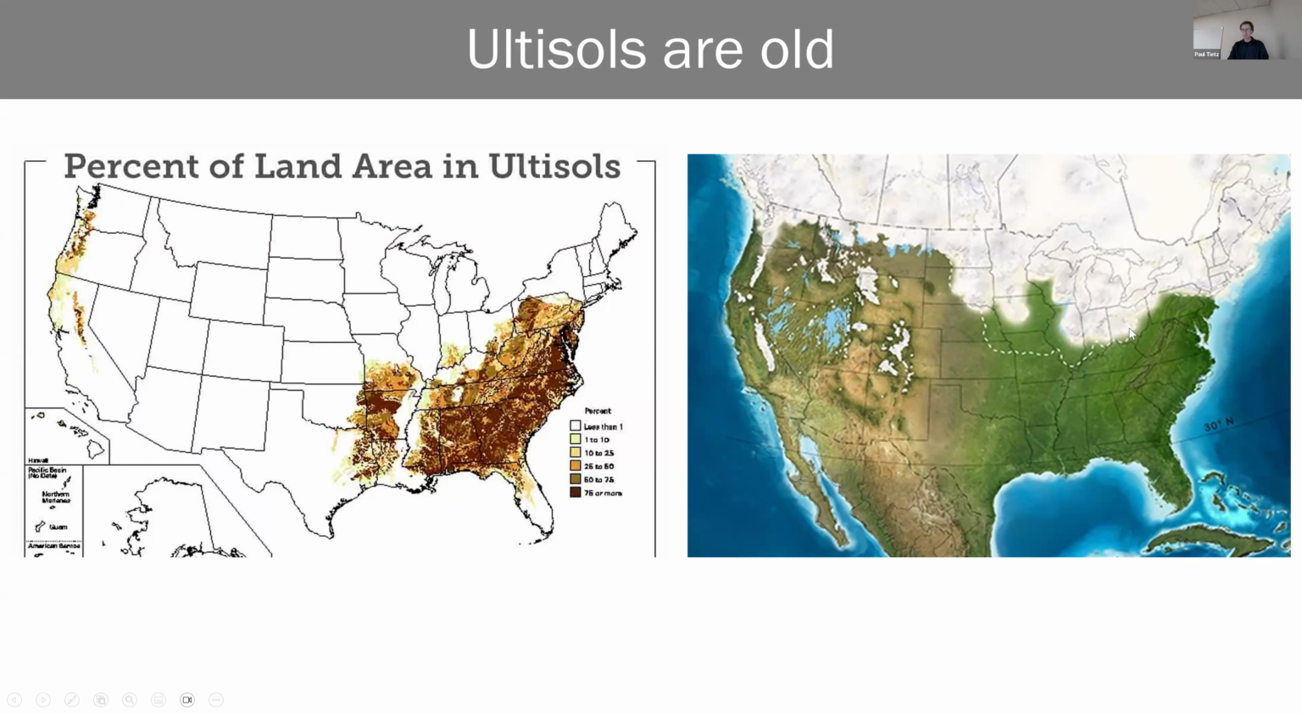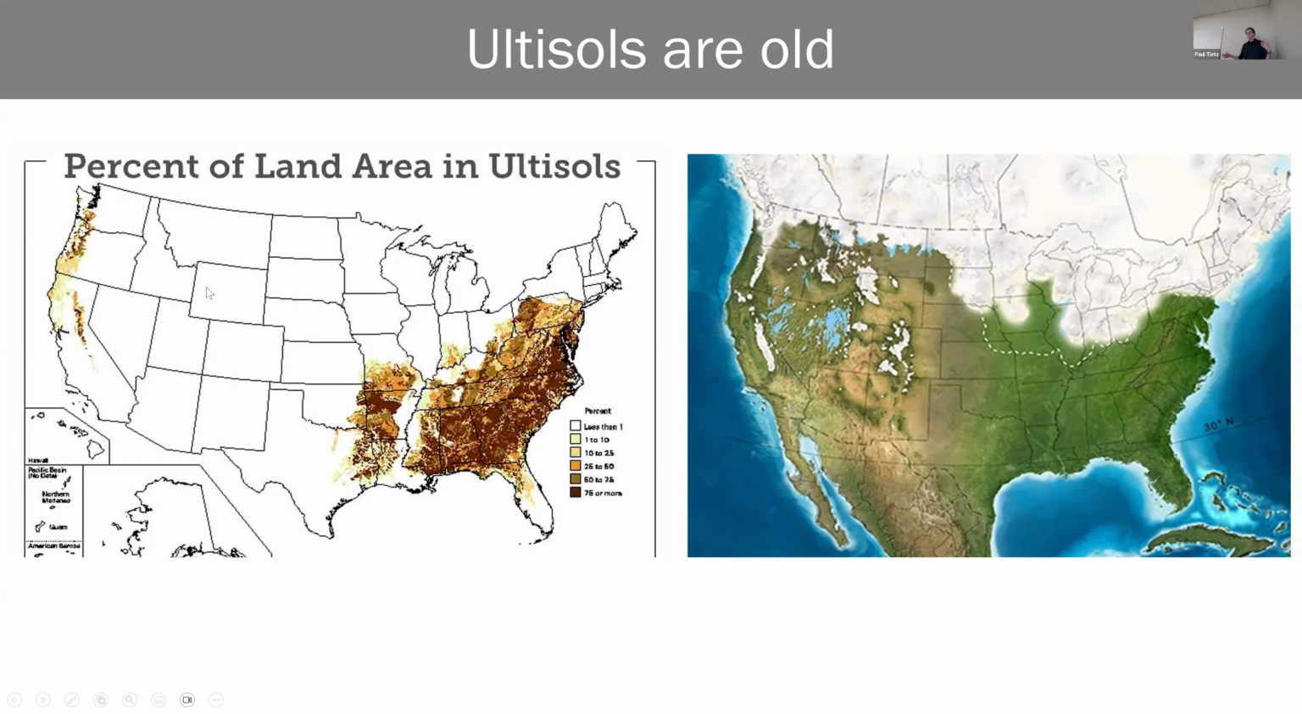Ultisol soils. So coming along through here, the Ohio River Valley, right through the middle of Missouri, and even out west here, the notch right there lines up pretty well with our Ultisols.